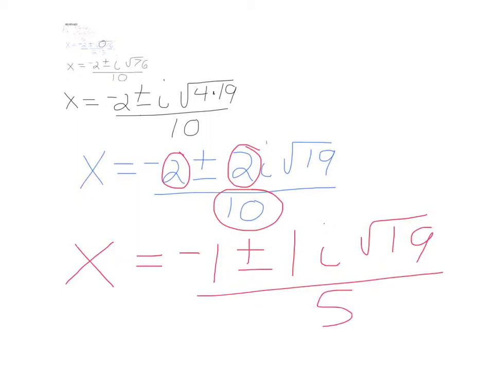And now we're done. In your final answer, you didn't necessarily have to put the 1 in front of the I. You could have just said plus or minus I radical 19. And then you're done.